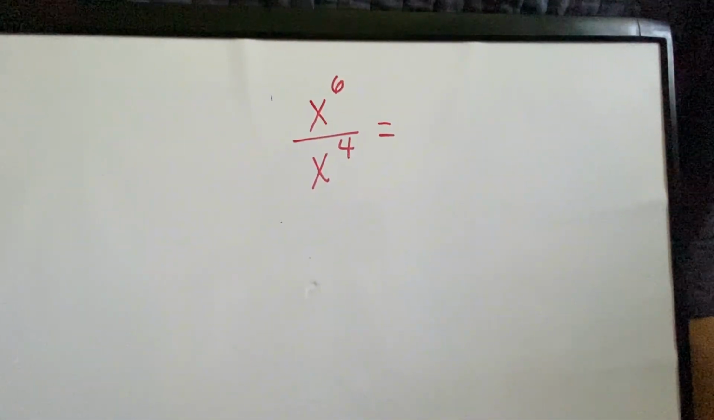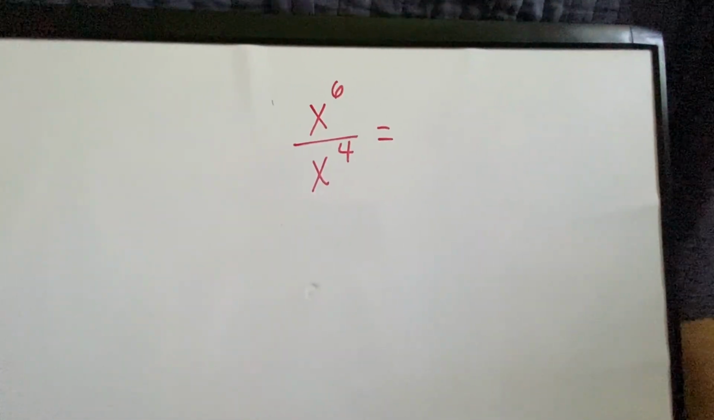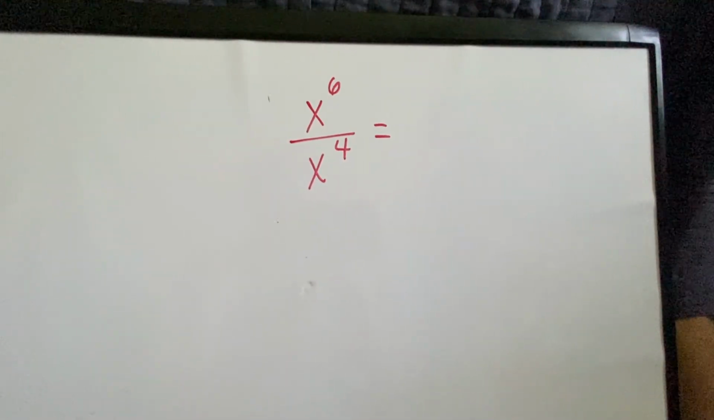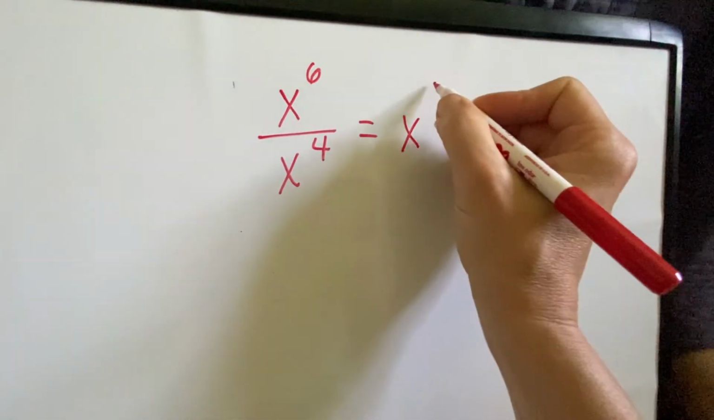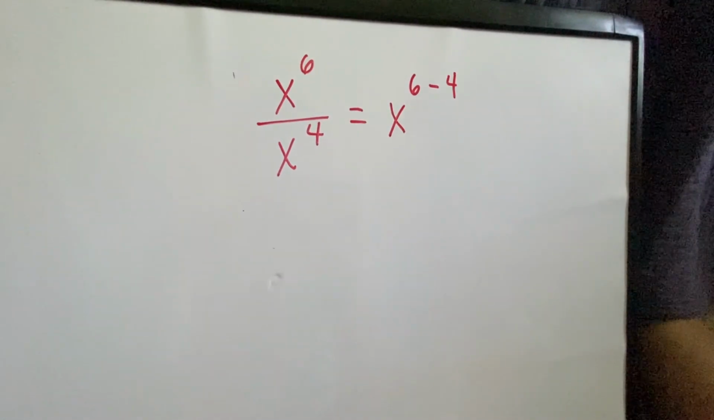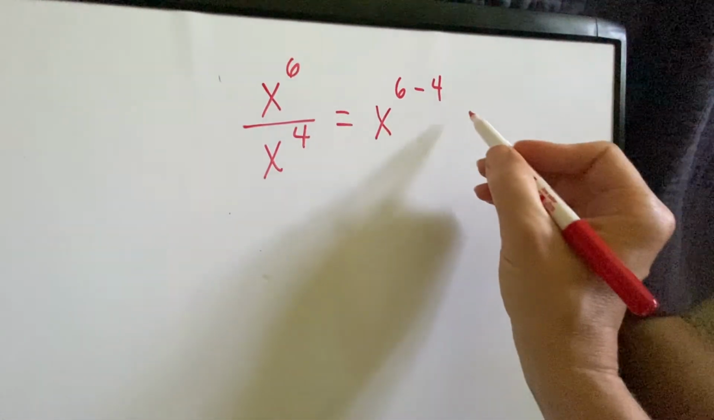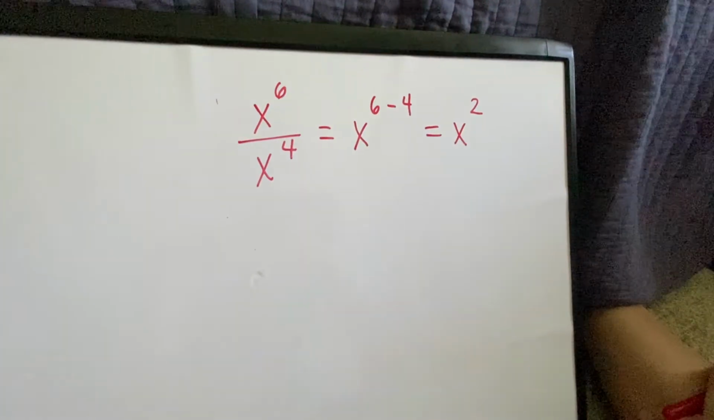Well, what you do is you subtract the exponents. When you multiply, you're adding the exponents, but when you divide, you're subtracting. So this is basically like saying x to the sixth minus 4. Okay, so you're subtracting your exponents, so the answer is x squared.